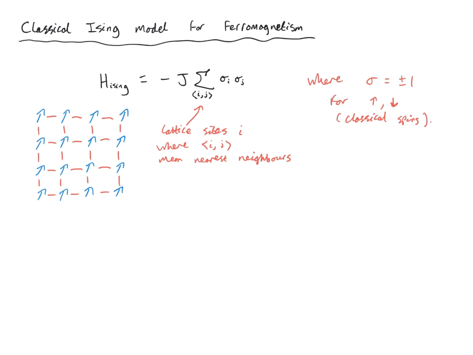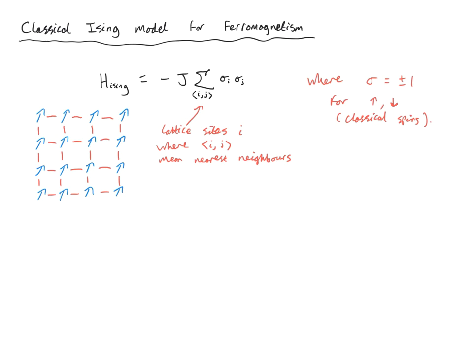If we then ask what is the lowest possible energy, which is the ground state of the system, then that is the state where all of the spins on the lattice are aligned, because when all of the spins are aligned, every single nearest neighbour pair has the same sign of sigma, and then overall we have the lowest energy.